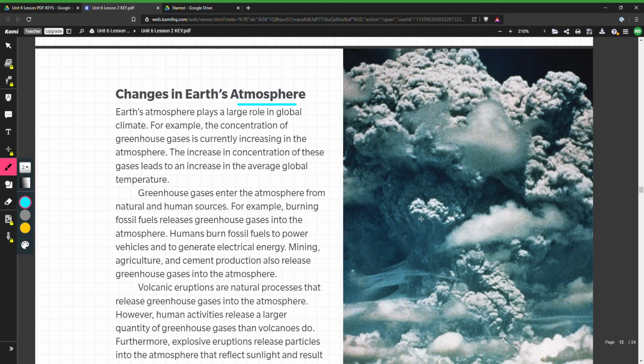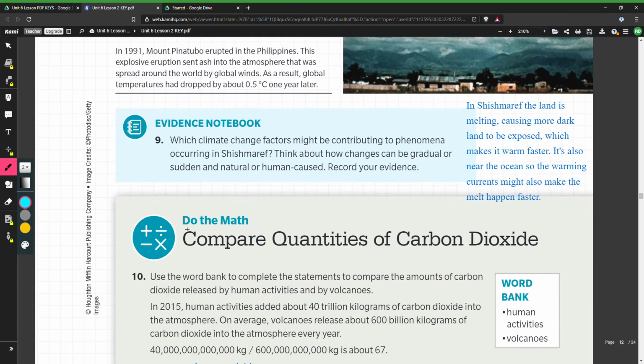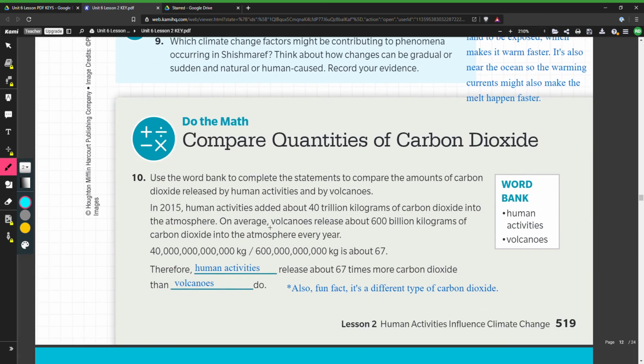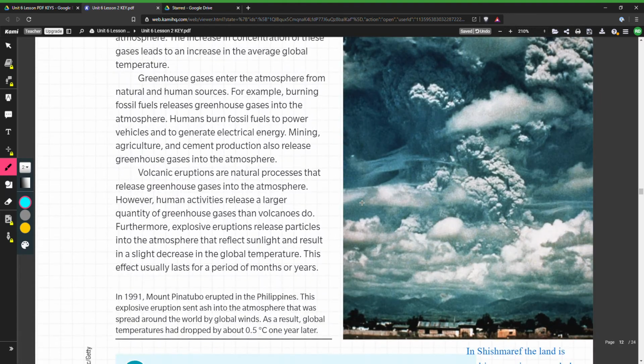But we've studied, actually it goes down here, we've studied volcanoes quite a bit, and we can measure how much carbon dioxide we release into the air, and we can measure how much volcanoes release into the air. So we are releasing 67 times more carbon dioxide than volcanoes do on average a year. So it's not a fair comparison.